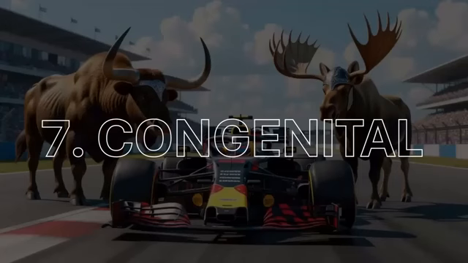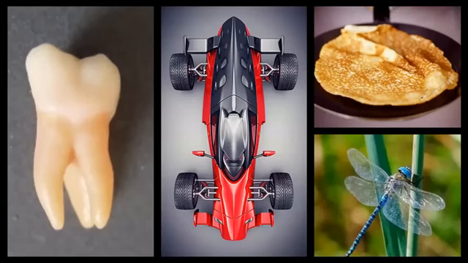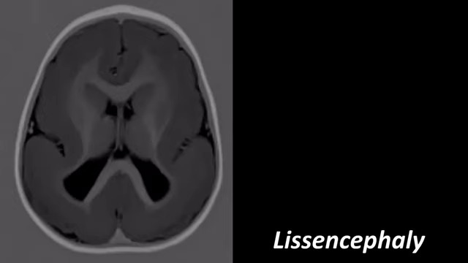Okay, we're almost through with this presentation. Let's talk about congenital disorders. And congratulations, you've reached the final part of this presentation, congenital disorders, neuroradiological signs, and eponyms. So these are the signs and eponyms I'm going to talk about in this presentation, and they will involve molar teeth, pancakes, race cars, and various animals, including, as you can see, dragonflies.